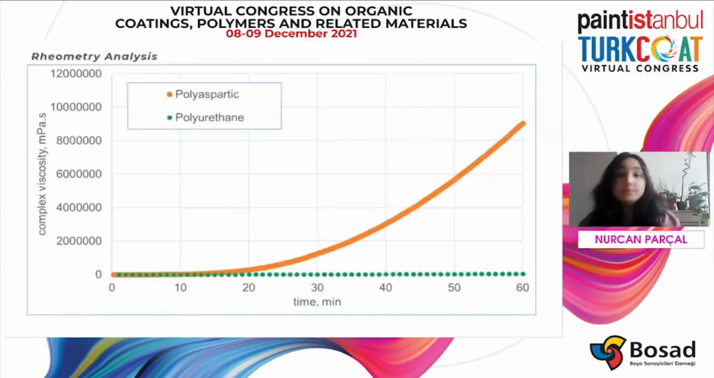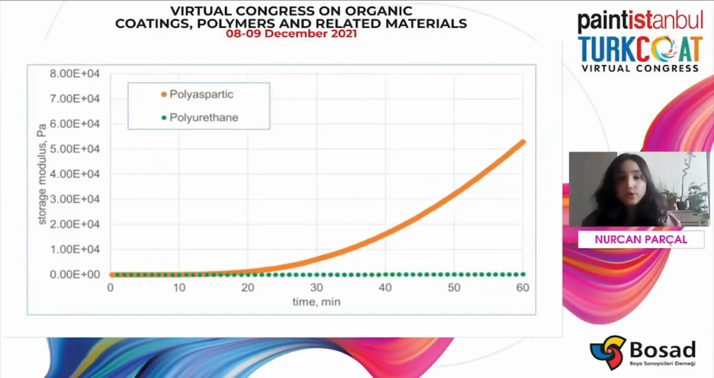So let's begin with rheometry results. It can be seen that complex viscosity of polyurethane does not change significantly in 60 minutes, while complex viscosity of polyaspartic changed dramatically. This plot demonstrates the reaction rate difference between polyurethane and polyaspartic systems very clearly.